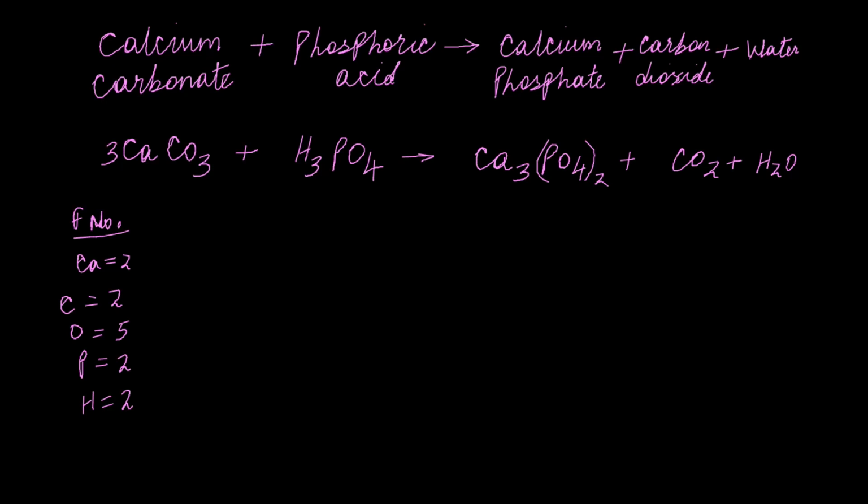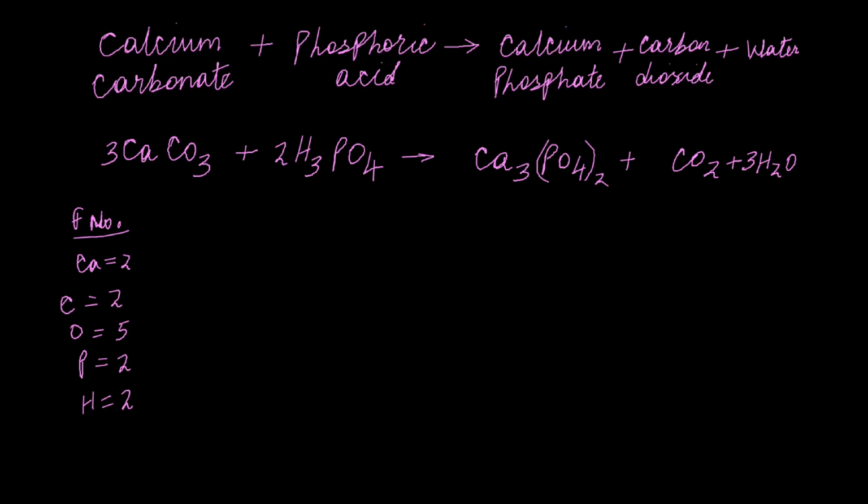Now next, which one will you balance? Remember, there are no more metals. Now you'll balance the non-metals. Non-metals, the one with the lowest F numbers is carbon, phosphorus, hydrogen. Which has the lowest atomic number? Hydrogen. So first balance the hydrogen. Now to balance the hydrogen, put 3 here, 2 here. Hydrogen is now 6 on both sides.